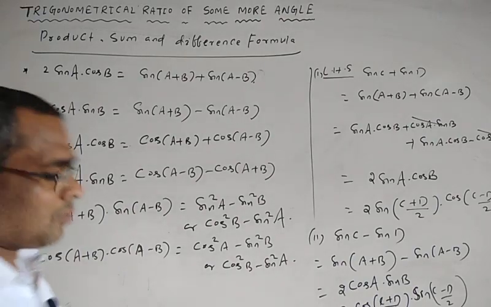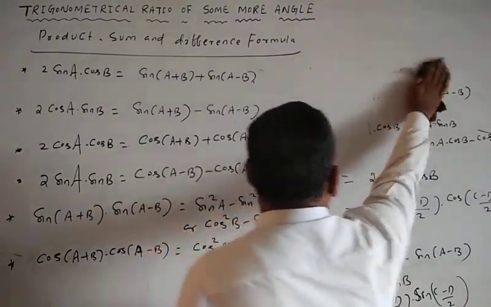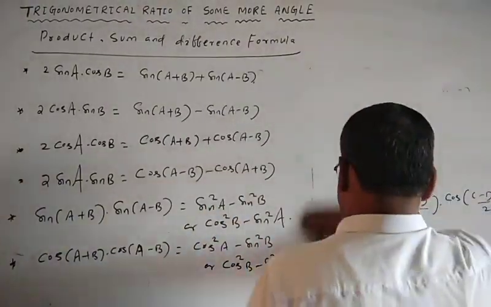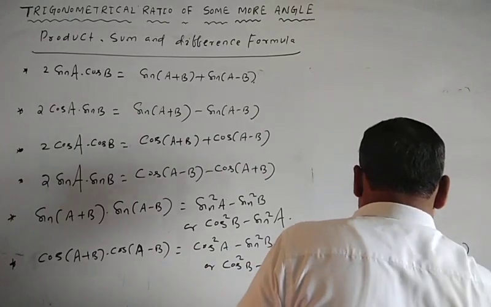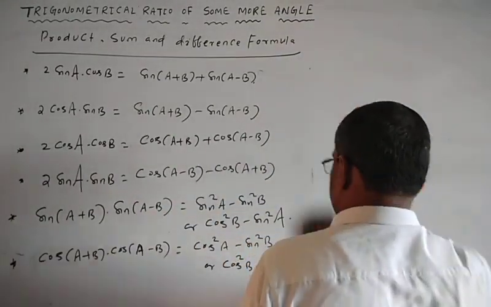Then another formula is there. So this is equal to sin A, the last formula, sin A into sin 60 minus A.